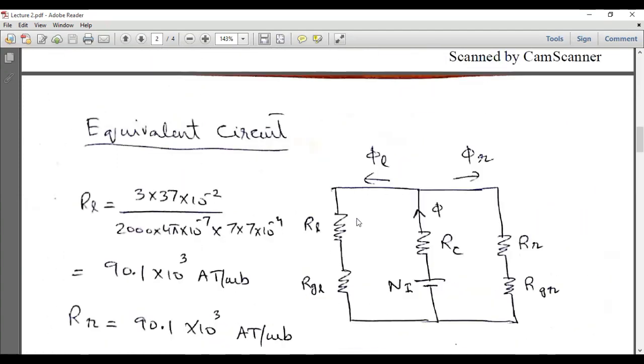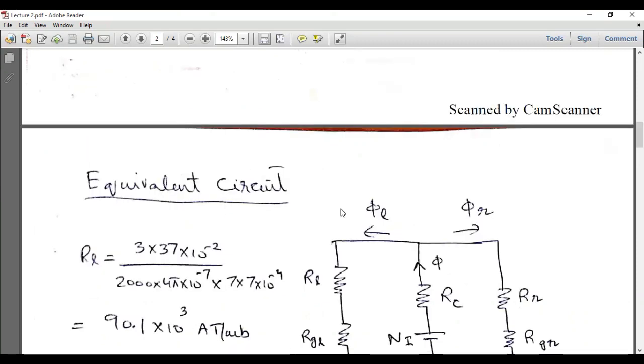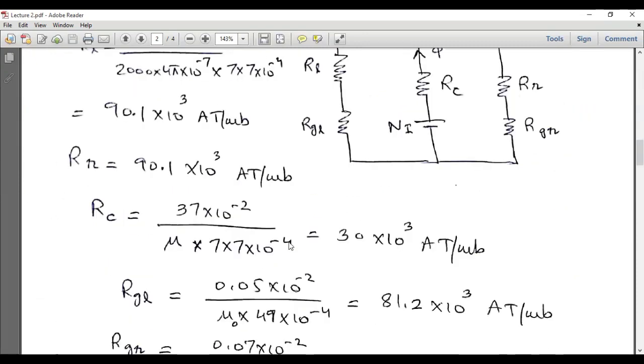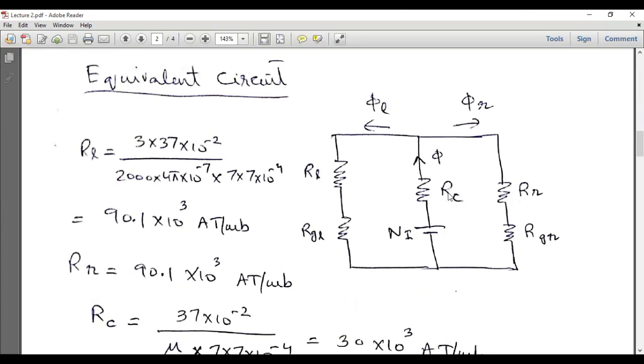First of all, we have to draw the electrical equivalent circuit of this core, and now we can see there are two separate reluctances for the left branch and for the right branch. One reluctance corresponds to the core, and the second corresponds to the air gap. Since the relative permeability of the air gap and the core are different, they will be represented by two separate reluctances. But in the central branch there is no air gap, so we represent the reluctance RC, the central reluctance, and this corresponds to the MMF source.